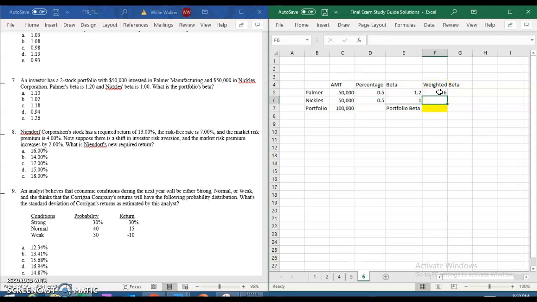For Palmer, we're given a weighted beta of 0.6, and for Nichols, we're given a weighted beta of 0.5. So if we sum both of our weighted betas, we're given a portfolio beta overall of 1.1. This corresponds with answer choice A.